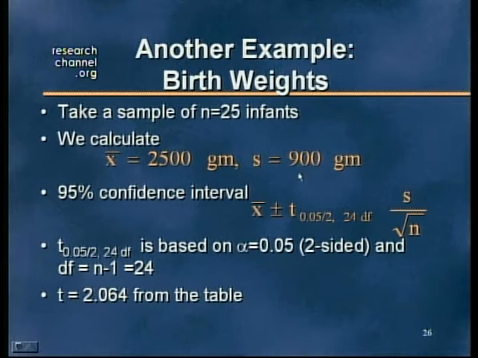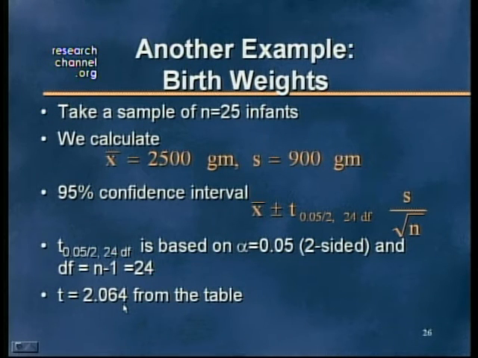So based on the sample, the 95% confidence interval takes the mean plus or minus the t that corresponds to n minus 1, or 24 degrees of freedom, times the standard error of the mean, which is s over the square root of n. So again, I'd have to look up in the t-table with 24 degrees of freedom with alpha of 0.05 split into two tails and see that the t-value is 2.064.